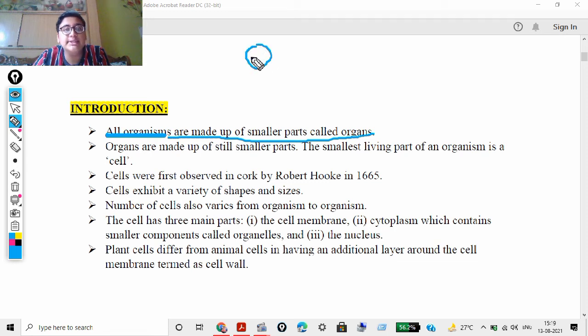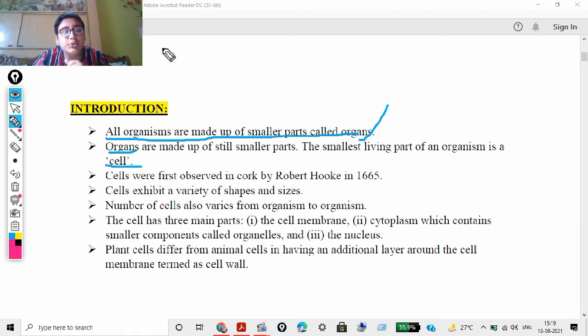This is an organism. Let me show you. Okay, this is an organism and it is made up of smaller parts called organs such as nose, ears, eyes. Okay, you all are understanding. So, all organisms are made up of smaller parts called organs, and organs are made up of still smaller parts that is known as cell.